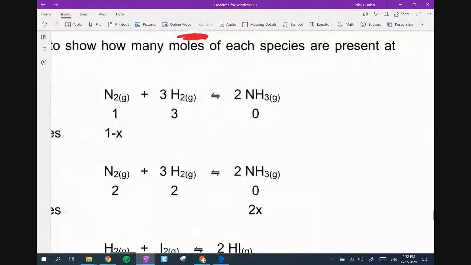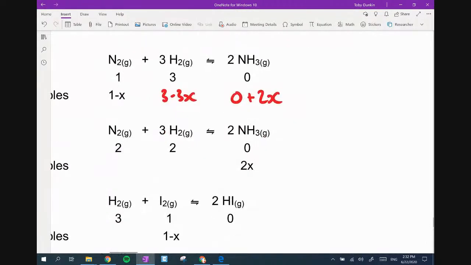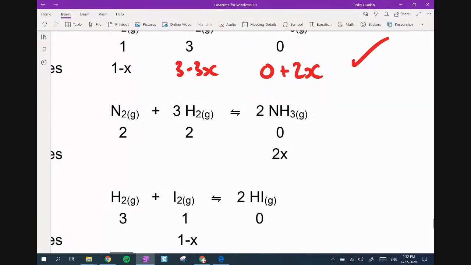Next, 1 minus x. This one's going to go down by 3 minus 3x. And this one's going to be 0 plus 2x. Tick it if you got it. This one's going to be 2, that's up by 2x. This one's going to go 2 minus 1x. And this one's going to be 2 minus 3x. Tick it if you got it.